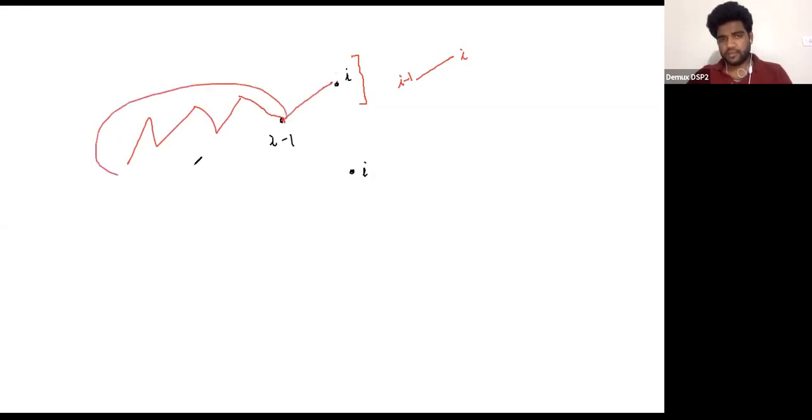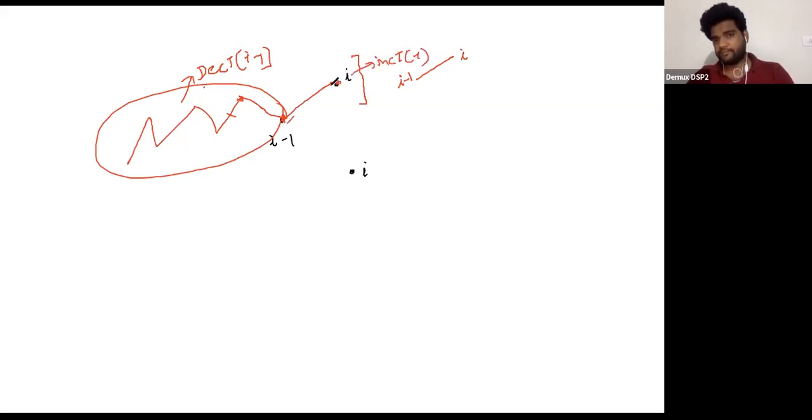So this was DECT[i minus 1], decreasing turbulence at I minus 1. So that means that the last stage was decreasing. That's the notation that I've used. You could use a better name. So INC, and this is INCT[i], increasing at I. It will be 1 plus whatever I got.